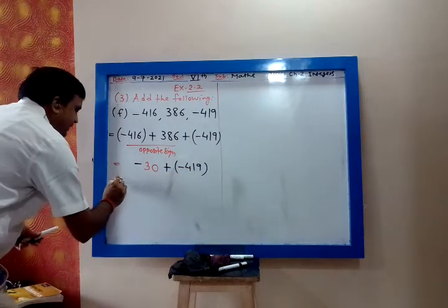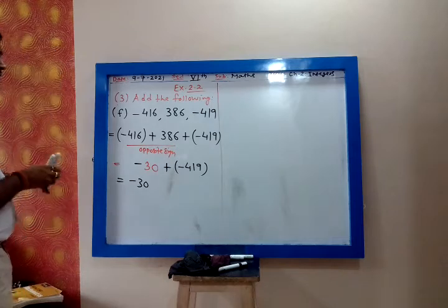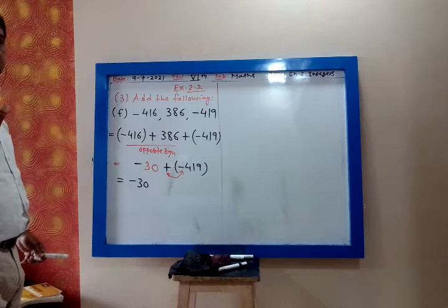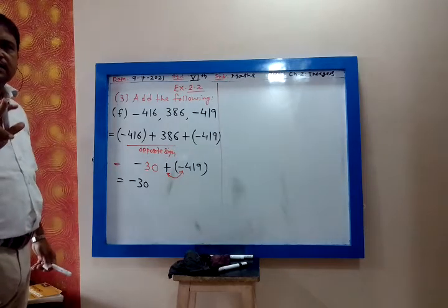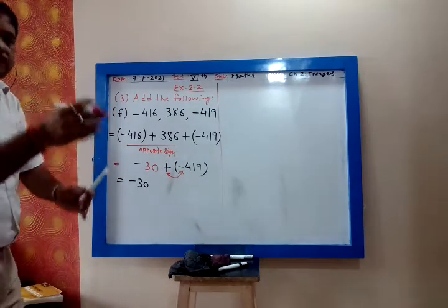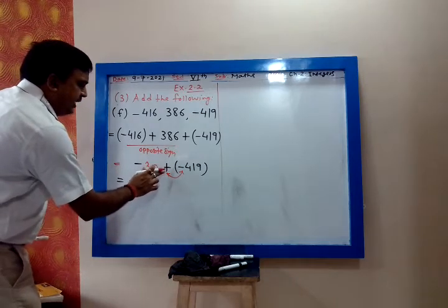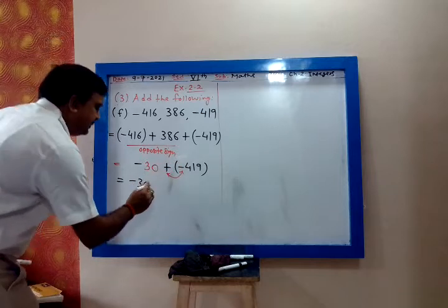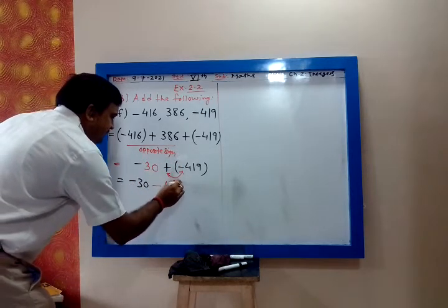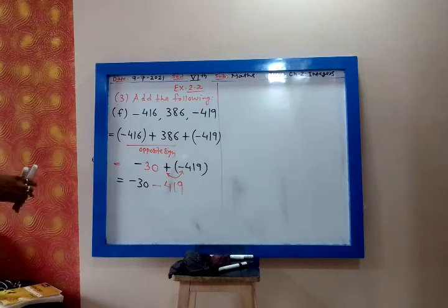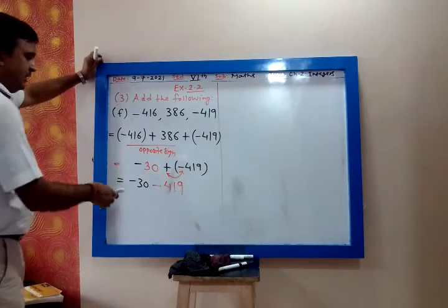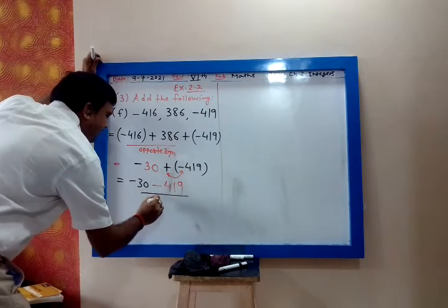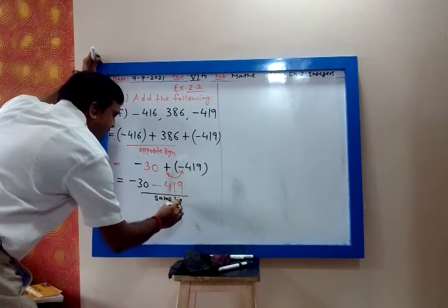So now this is minus 30. And I have explained to you, whenever two signs are together, you have to multiply the sign. So plus into minus is minus. So minus 419. Now again we check. 30 has a minus sign, 419 has a minus sign. So these two numbers have the same sign. Same sign.